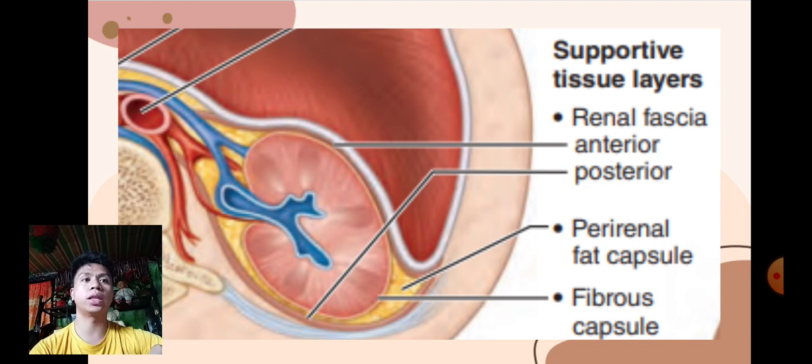So we have here the supportive tissue layers of our kidney. There are three supportive tissues. These are the renal fascia, the perirenal fat capsule, and the fibrous capsule. So the three layers of supportive tissues surround each kidney. From superficial to deep, these are the renal fascia, the perirenal fat capsule, and the fibrous capsule.